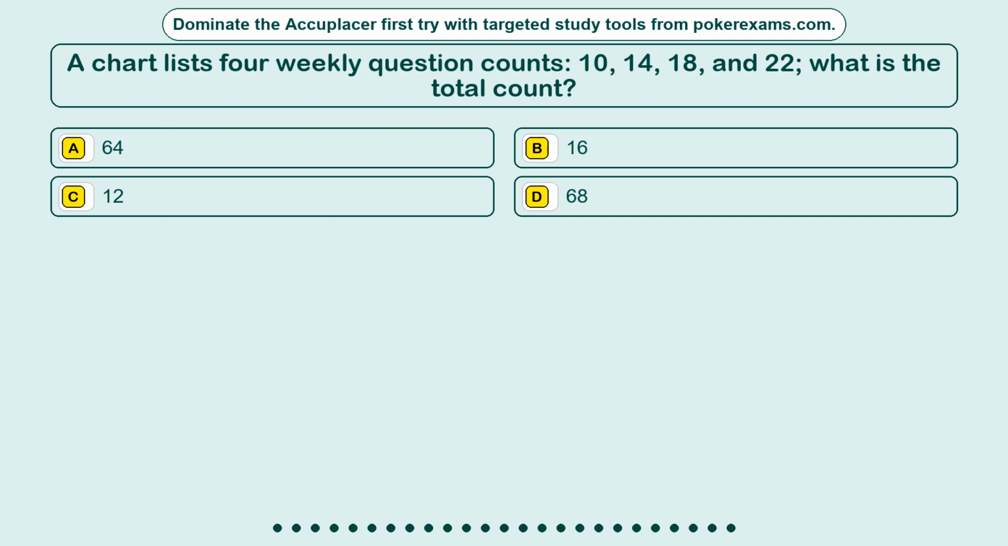Question 9. A chart lists 4 weekly question counts: 10, 14, 18, and 22. What is the total count? Option A, 64. Option B, 16. Option C, 12. Option D, 68.